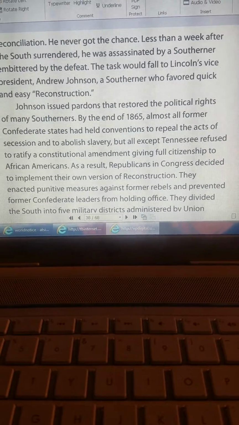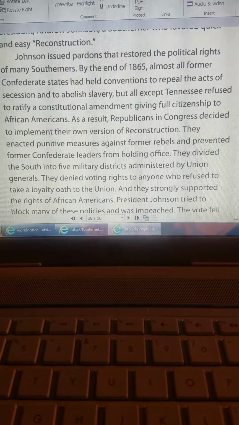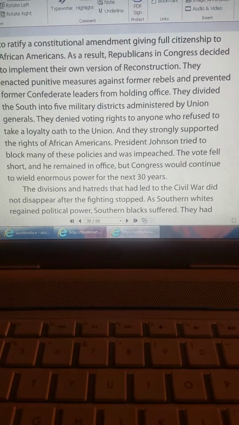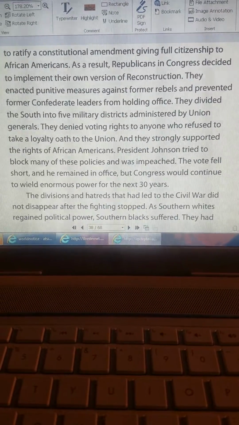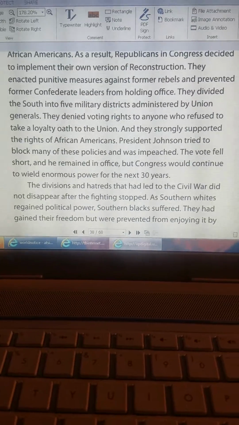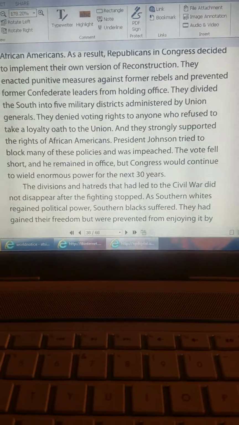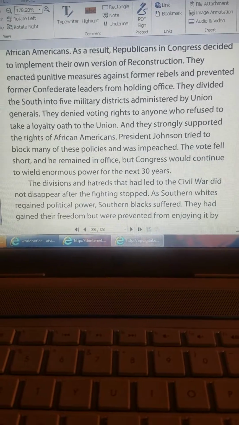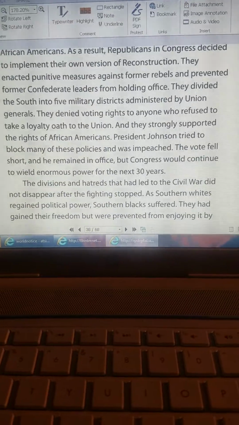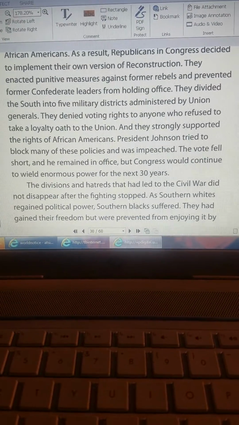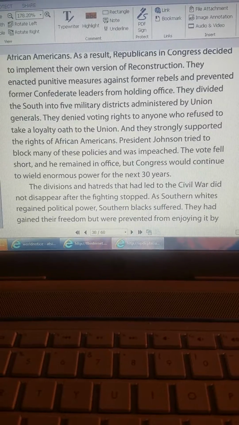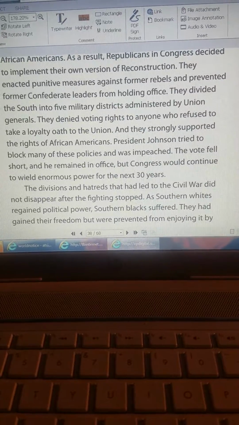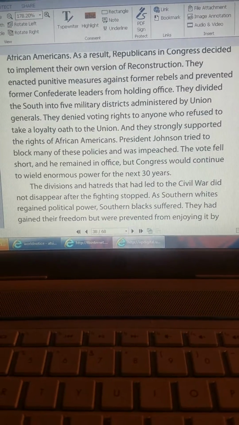Now, as a result, and let me guess, Republicans in Congress decided to implement their own version of Reconstruction. They enacted punitive measures against former rebels and prevented former Confederate leaders from holding office. They divided the South into 5 military districts administered by Union generals. They denied voting rights to anyone who refused to take a loyalty oath to the Union, and they strongly supported the rights of African Americans.